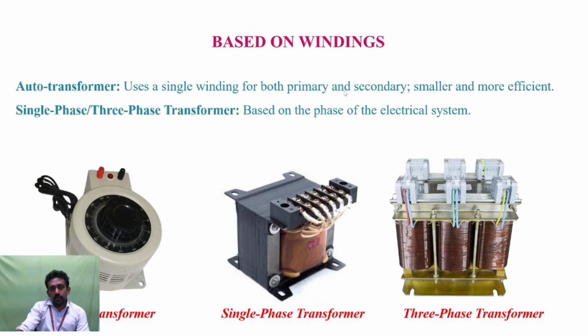So next is based on windings: auto transformer, and single phase and three phase transformers. In an auto transformer, there is one single winding for both primary and secondary, and they are very much smaller and more efficient, and it is used for low voltage applications. Another thing, we are using tapping to extract the different voltage levels from this auto transformer.